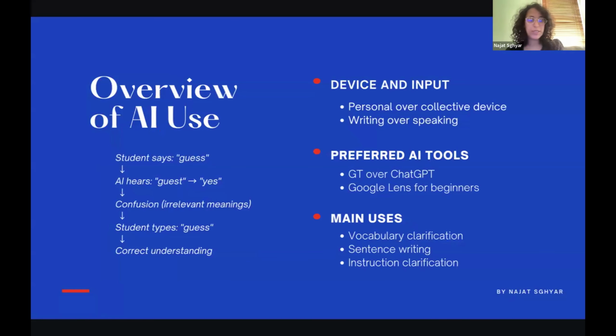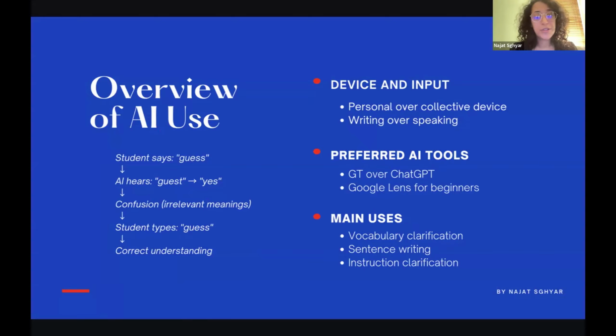Now, what did we discover? First of all, we discovered that students preferred personal over collective devices. Giving one iPad to a lot of students created a lot of issues. For example, ChatGPT could not switch from one language to another. Students preferred writing over speaking.